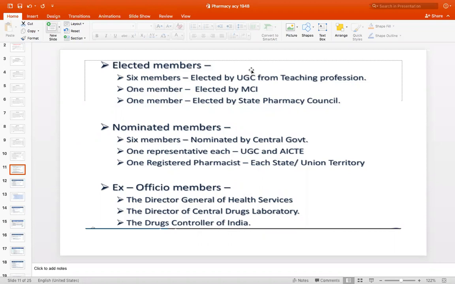So if that same person is in this list, then he is called ex officio. So who are they? The Director General of Health Service, the Director of Central Drug Laboratory, the Drug Controller of India. So these are the people who are ex officio members, and they also belong to PCI.